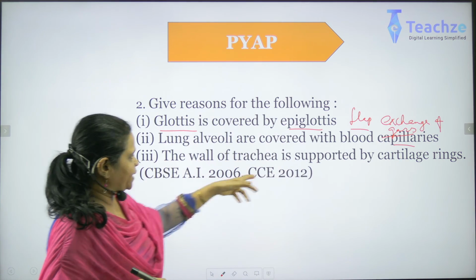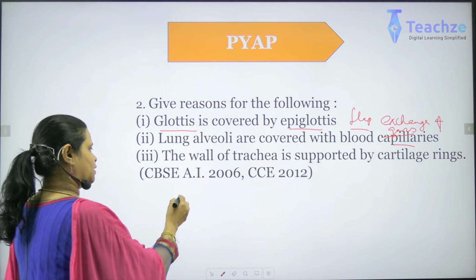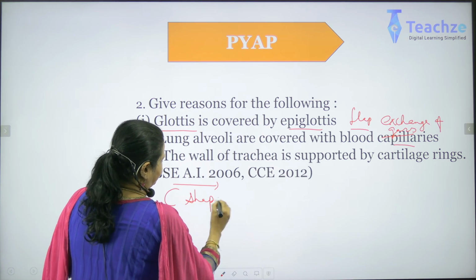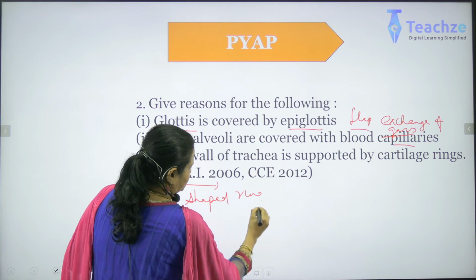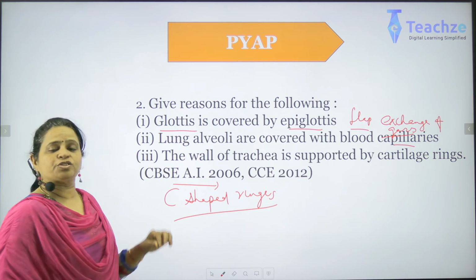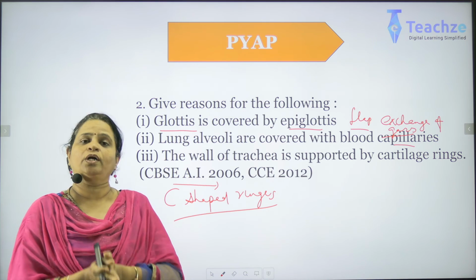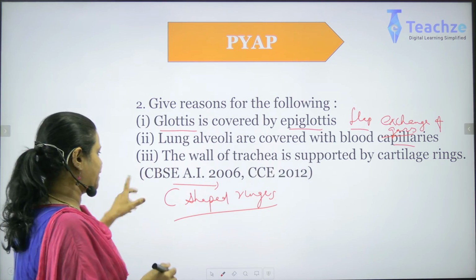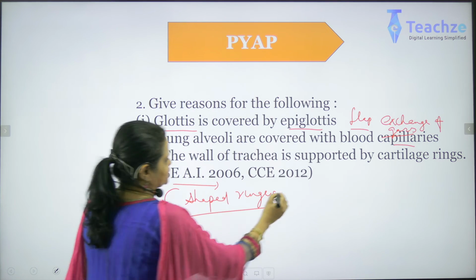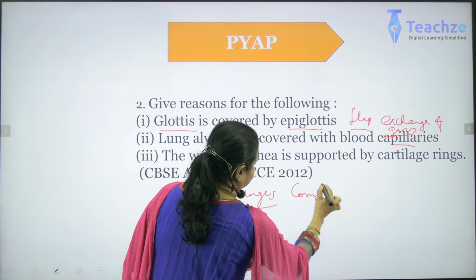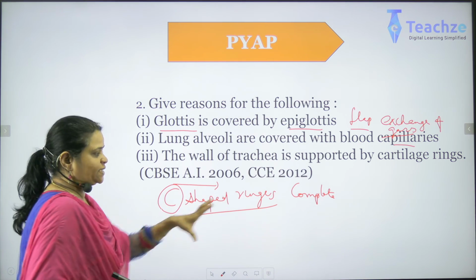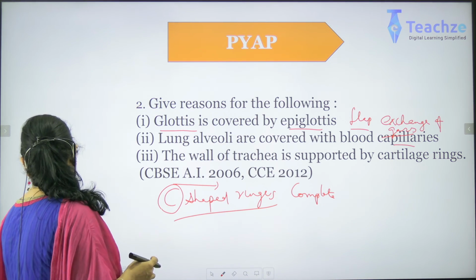Now, the wall of the trachea is supported by cartilaginous rings. Now, this is also the same. It is with these C-shaped rings of cartilage, which will help the trachea to stay in that particular position, and it will not collapse when air is not present. So you need these cartilage rings. And remember, the rings of cartilage are not complete rings. So we said they are incomplete, that is C-shaped rings. It is not a complete ring.